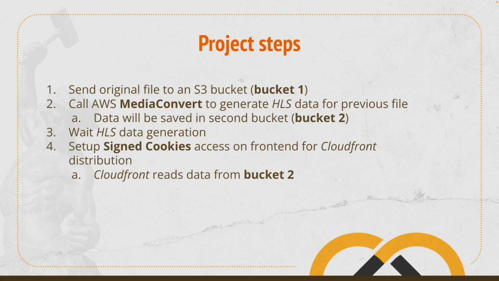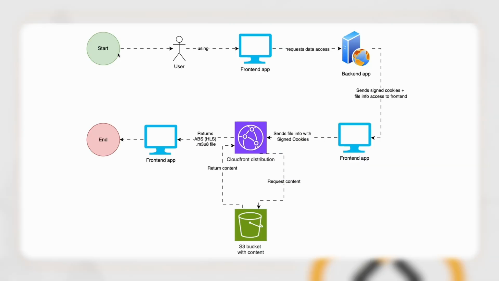So this is going to work basically like this. This is a diagram that represents how the process will work on the frontend and backend once we have the HLS data to be used by the browser. The user, using the frontend app made with React, will request file data from the backend. The backend will send back to the frontend some information about the file, like the file URL to be accessed inside the CloudFront distribution, along with the signed cookies. The browser will receive this information and send it to the CloudFront distribution using the signed cookies.